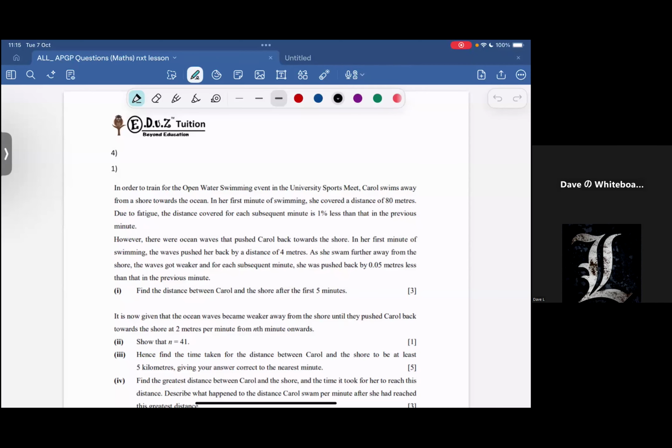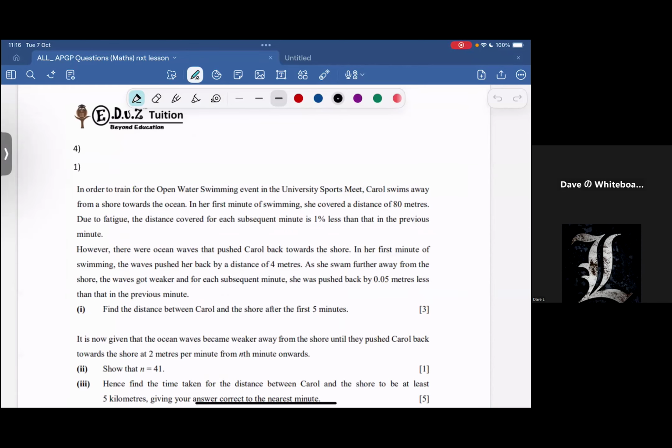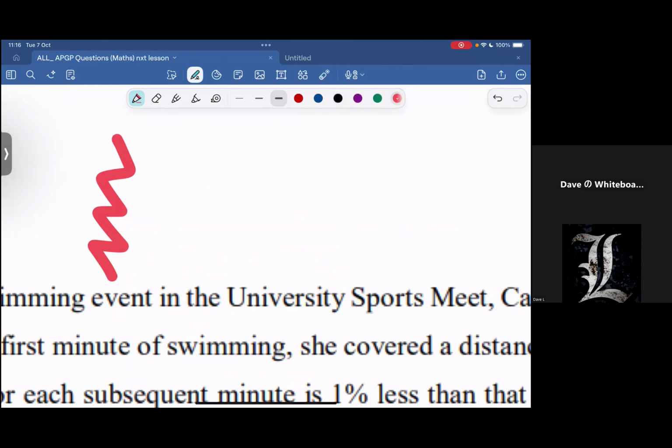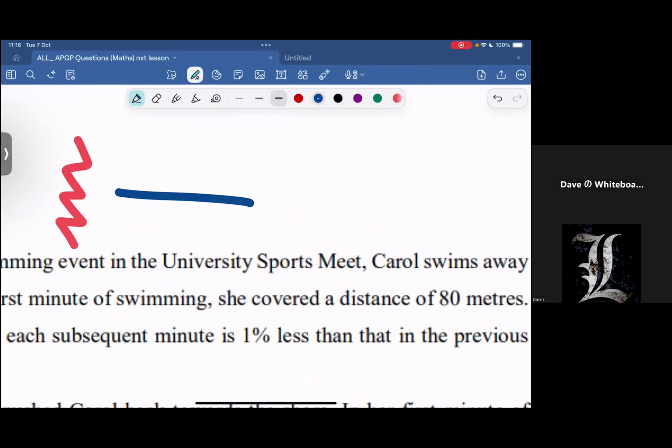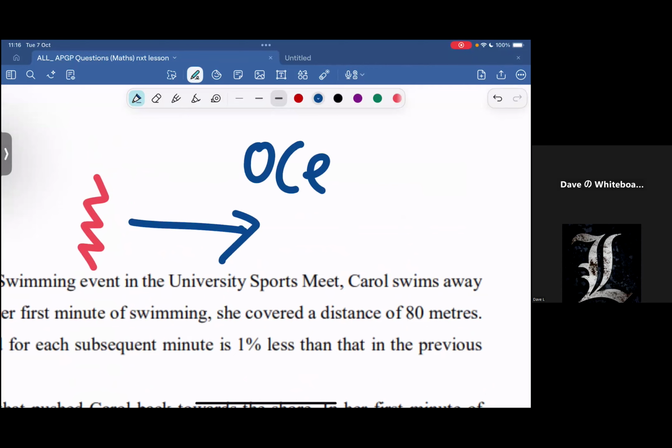Okay, just gonna go through the entire question, the AP GP final question, the one that we were doing yesterday. To guide you through the whole story, there's this girl, Carol. She's swimming away from a shore towards the ocean. So basically, there's a shore, like the sand. Then she's going this direction, and of course, the ocean is somewhere here.